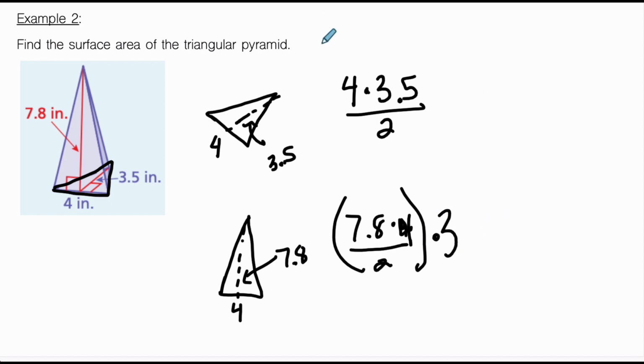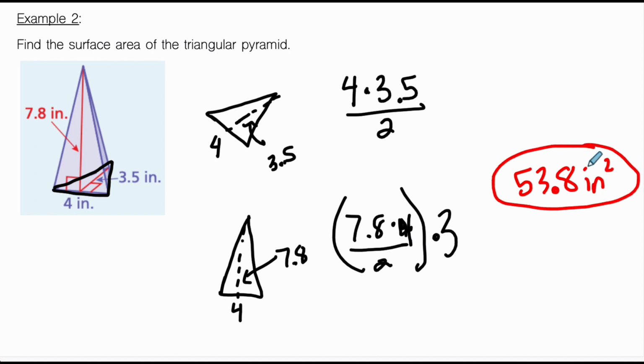And all together for a grand total, if you added and multiplied and divided correctly, you should get 53 8/10 square inches as your final surface area for this triangular pyramid.